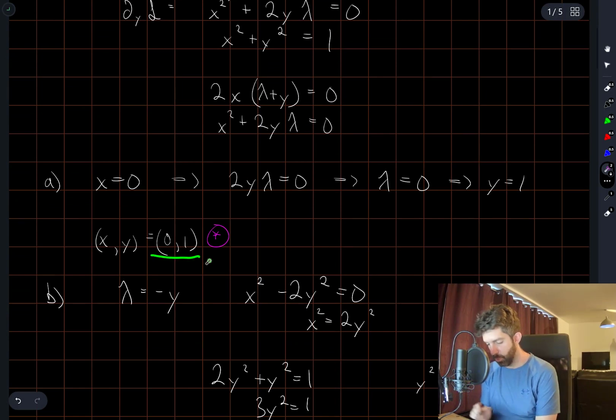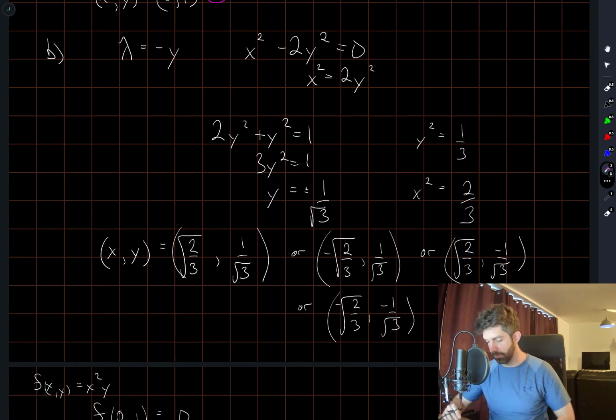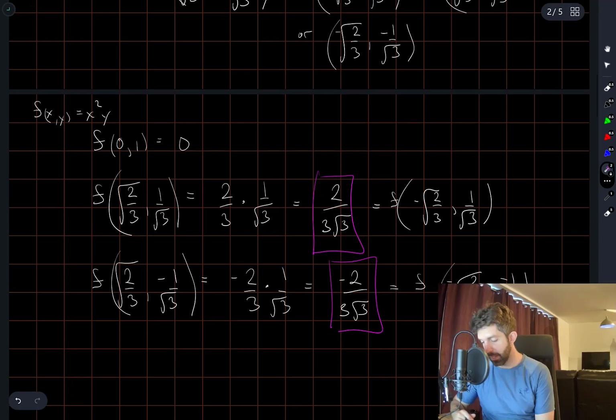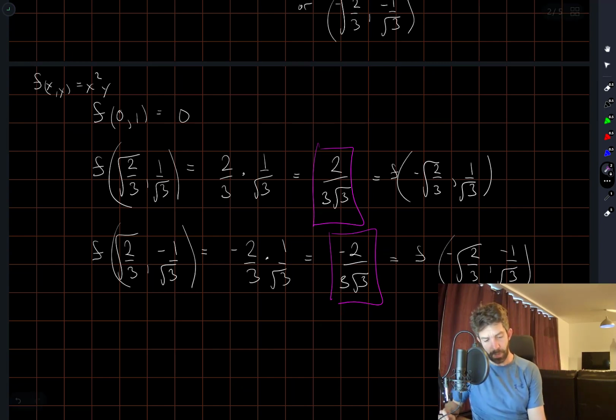The first is given by 0, 1. And then the rest are given by root 2 over 3 and 1 over root 3 with all possible combinations of plus and minus in front of them. So then evaluating the function at all these points, I get 0, 2 over 3 root 3, and negative 2 over 3 root 3, and these values are repeated depending on the values of x and y. And so of all the candidates, clearly the maximum value is 2 over 3 root 3, and the minimum is negative 2 over 3 root 3.